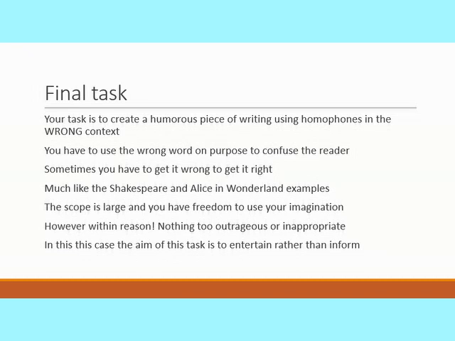It's within reason. Nothing too outrageous or inappropriate. So let's keep it clean. Let's keep it appropriate. In this case, the aim of the task is to entertain rather than inform. Always with writing it is either entertaining or informing. This one is more humorous, so make us laugh.